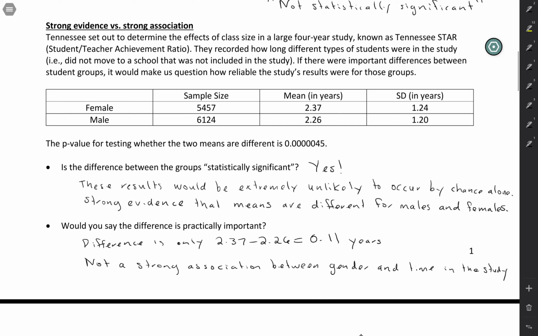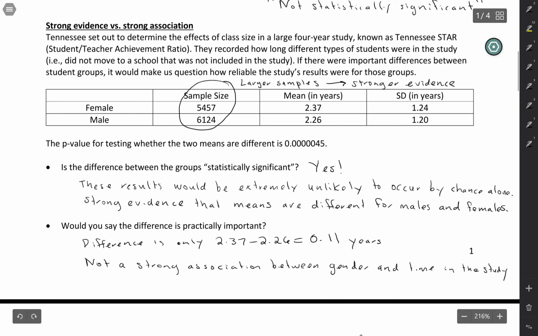So this tends to happen in this specific circumstance where you have a really large sample. So remember, larger sample sizes lead to stronger evidence. So our evidence can get stronger even if the size of the effect is pretty small. So when you have really large samples like this, it's sometimes possible to have strong evidence and not a strong association.